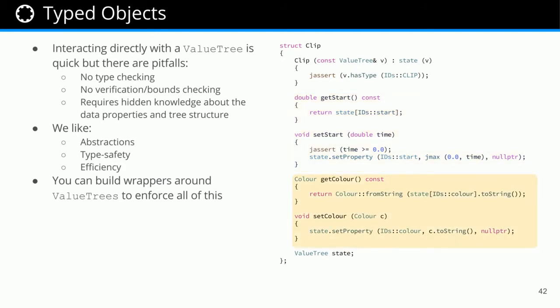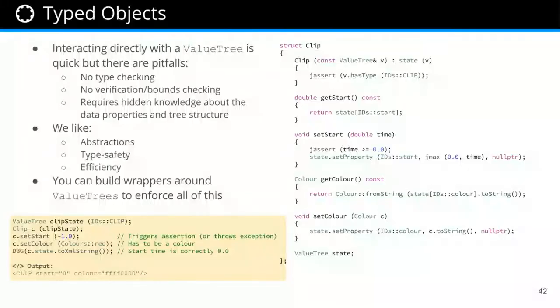And we can start to deal with more complex objects such as color, and we can automatically do string conversions internally so the rest of the world doesn't need to know how our color is stored in our value tree. And if we were going to use this, we would create our clip state, create a clip from that clip state.